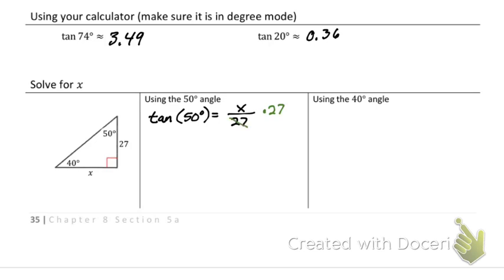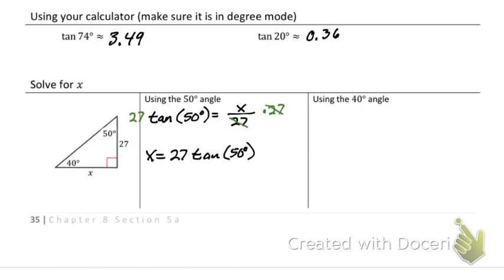So multiply that side by 27 to get rid of that 27. We have 27 over here. So what we're going to have is x equals 27 times the tangent. Oh, that's just a t. Tangent of 50 degrees. Now, I don't know about you, but I don't know the tangent of 50 degrees off the top of my head. So that's where we're going to use our calculator.